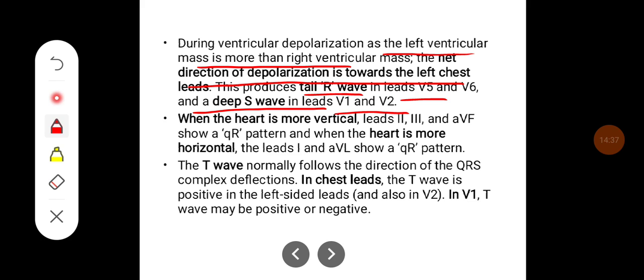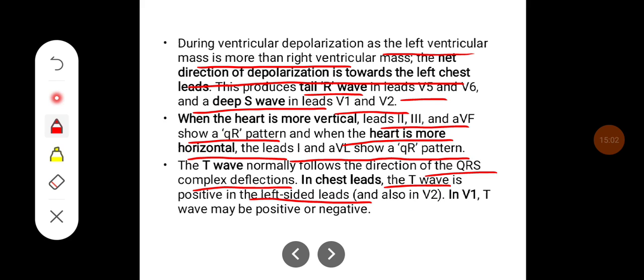When the heart is more vertical, leads 2, 3 and AVF show a QR pattern, and when the heart is more horizontal, leads 1 and AVL show a QR pattern. The T wave normally follows the direction of the QRS complex deflection. In chest leads, the T wave is positive in left-sided leads and also in V2, and in V1 the T wave may be positive or negative.